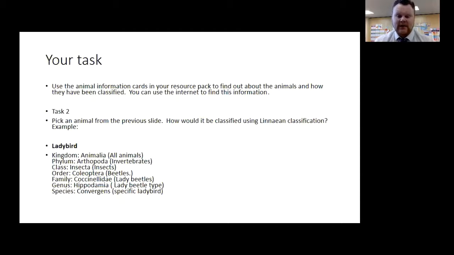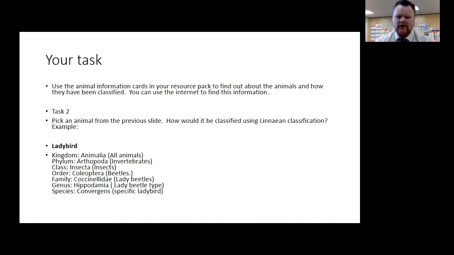Now, I found out ladybird very easily using the internet. Just some keywords can help you. For example, I typed in ladybird, and then I typed in Linnaean classification, and that was the first page that came up on Google. It's really easy for me to find that. And you notice all of these words here: Animalia, Arthropoda, Insecta, Coleoptera. This language is unusual to us. It is Latin. But many of our words, as we said before about dog and wolf, have actually come from Latin originally. They have Latin and Greek origins.